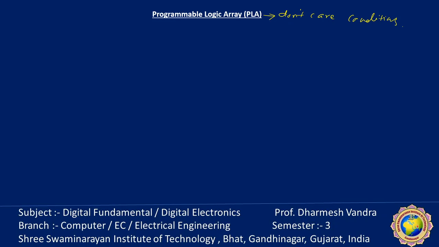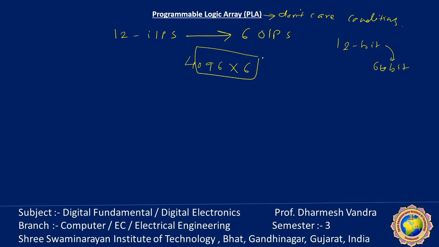So what happens? There are 12 input lines, and the size of ROM for implementing the code converter is 4096 by 6. So 12 inputs and 6 outputs are required to convert the 12-bit card to a 6-bit internal code. Suppose I have a 12-bit card and convert it into a 64-character 6-bit internal code. So the ROM size is 4096, 2 raised to 12, by 6. This type of ROM is required, and there are only 47 valid entries.